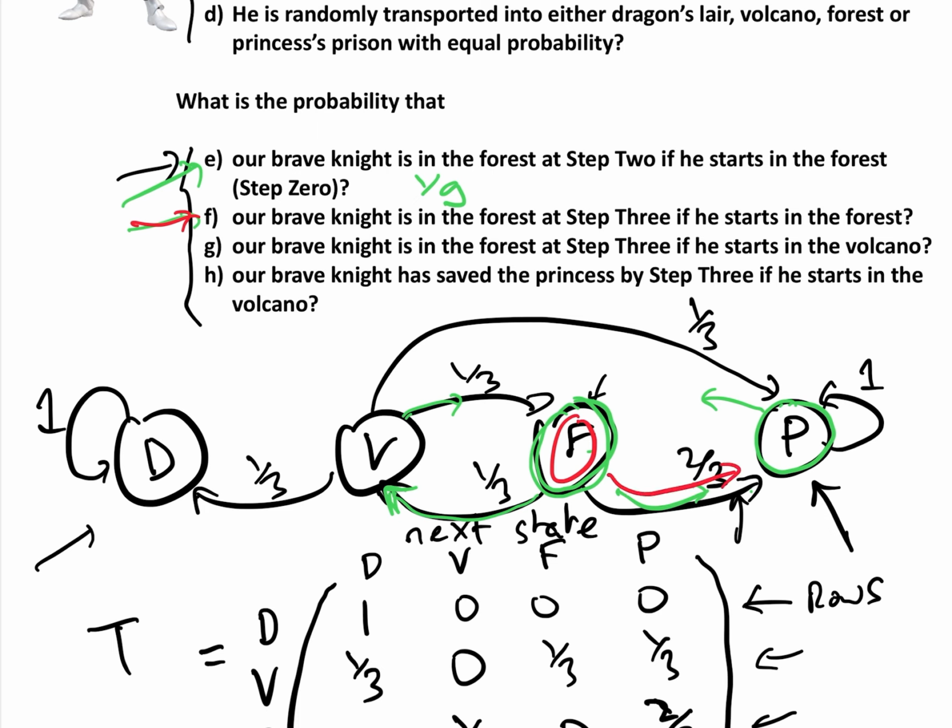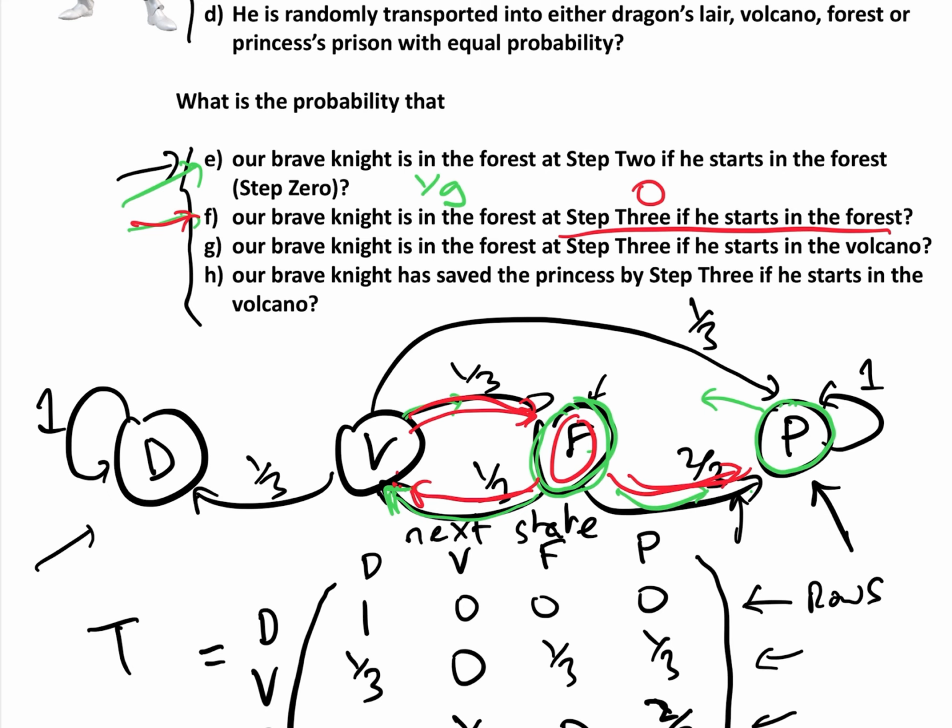Well, obviously, if he goes down there, then he's not going to be in the forest at step 3 because he's already saved the princess. The only probability is here. He goes to the volcano, then he goes back to the forest, and then he goes back to the volcano. Oh, sorry, the probability that, where are we? Oh, no, sorry. The probability that he's in the forest at step 3 is clearly 0, because the only possibility is he either goes to the princess or the volcano. If he goes to the volcano and he goes back to the forest, well, that's only step 2. He's got to leave the forest again. So the probability F is 0. He cannot possibly be in the forest at step 3 if he starts in the forest.